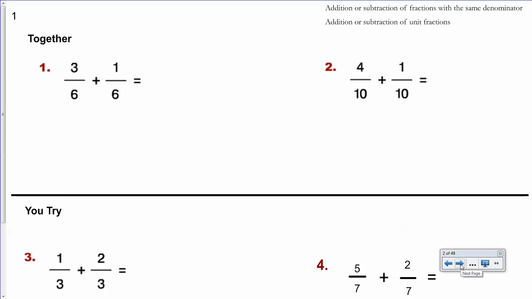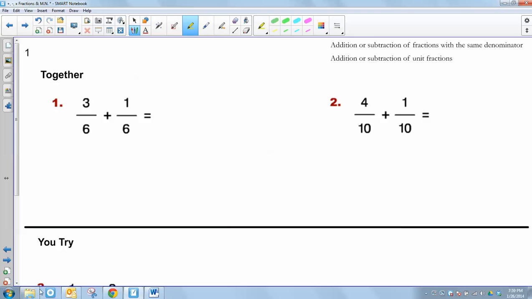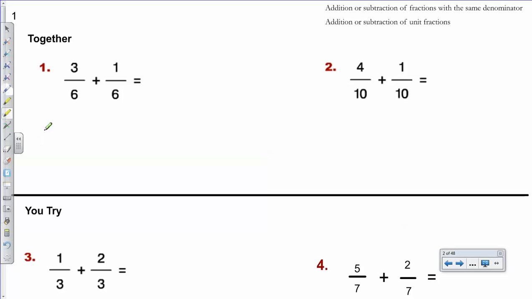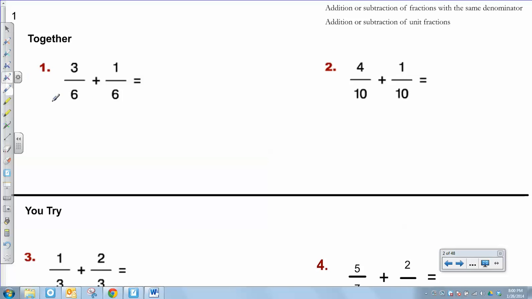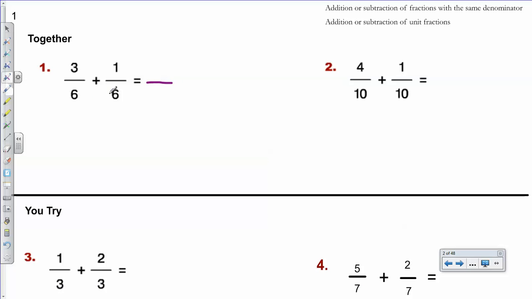So that's the background of how we're doing what we're doing. So let's actually do a couple of problems here. Our first problem is going to be an adding problem. So I see that my denominator is the same. So I'm going to go ahead and write that in. Now all I have to do is 3 plus 1. 3 plus 1 is 4. And I know that I need to simplify that. So my greatest common factor is 2. So I'm going to divide my top and my bottom numbers by 2.